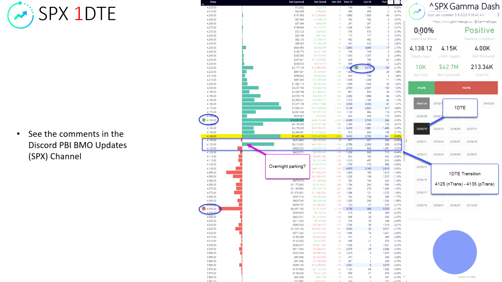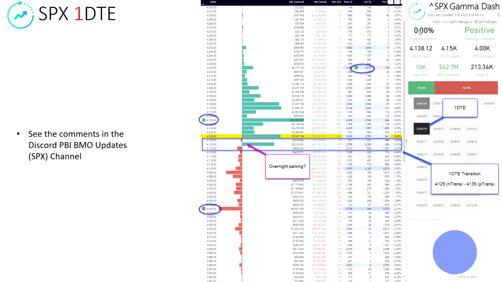We've got a 4160 that's sitting here and a 4050 that's sitting down here. Note that it's fairly strong for tomorrow. Wednesdays are a little bit stronger, so we do expect this to build as we go forward. 4125, 4135, that's kind of the line in the sand.